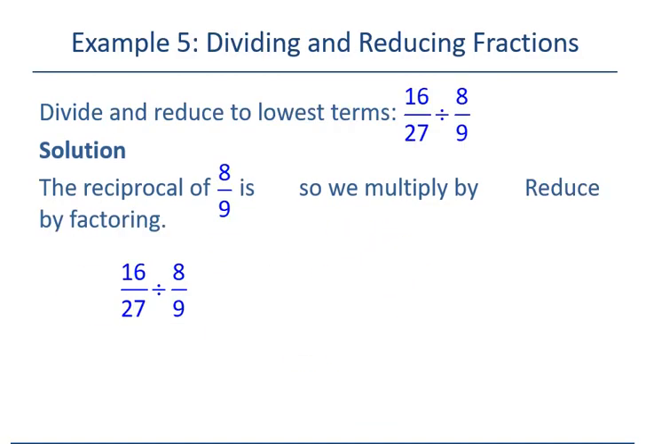Let's do another example. Divide and reduce to lowest terms. The reciprocal of 8 over 9, the second term, is always the one you take the reciprocal of, is 9 over 8. So we multiply by 9 over 8. Continuing on, I've got 16 over 27 multiplied by 9 over 8.